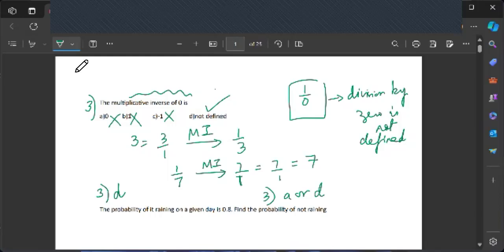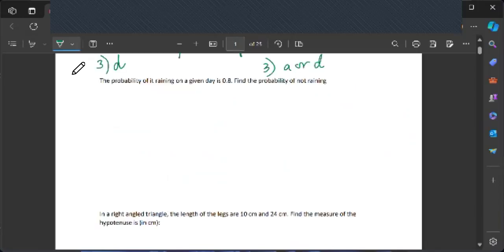Moving on to the probability based questions. We have spoken so much about probability in class, isn't it? Probability is a measure of chance. The probability of it raining on a given day is 0.8. I told you, you can define an event E as the probability of raining, which is 0.8.